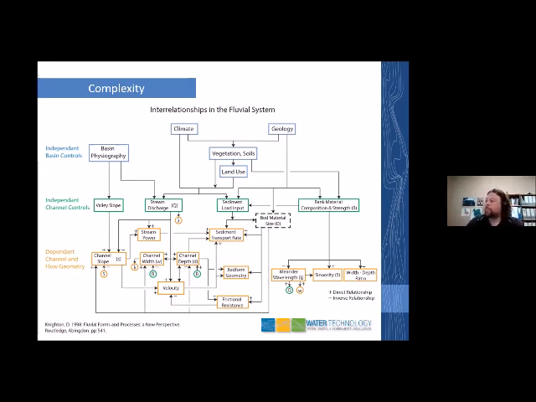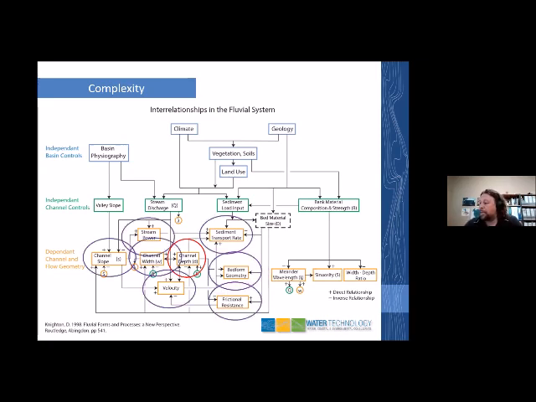So if we use channel depth as an example, if through an erosion process the channel deepens, then in response to that you have the ability to change all these other different aspects of the channel geometry and hydraulic conditions within the stream. And so it's an important fact to remember.